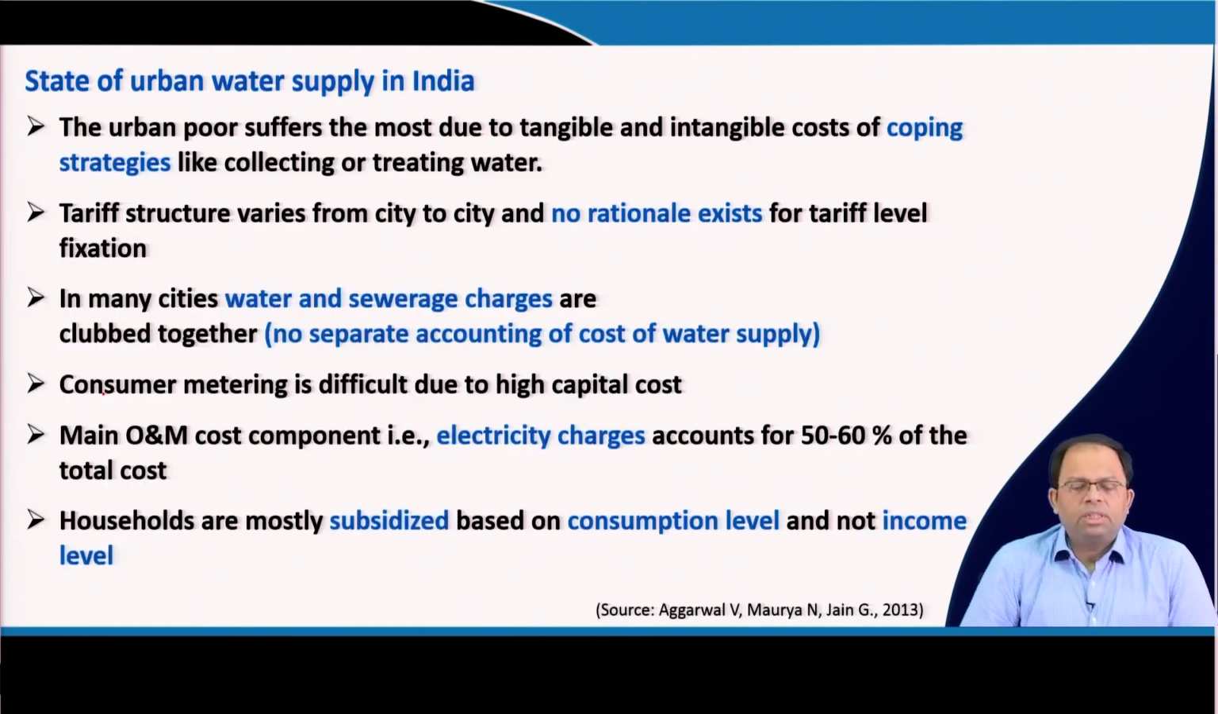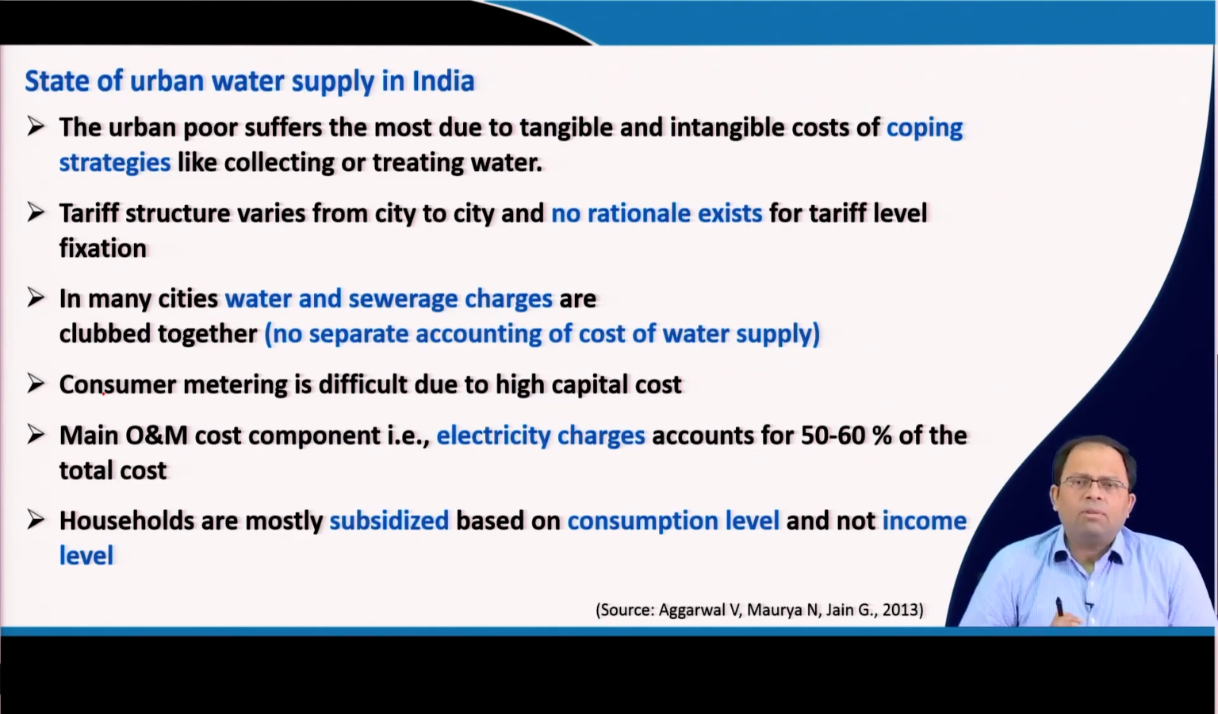So some other issues that we face in India are that the urban poor suffer the most. The reason is there is something called coping cost, or the coping strategies, you can say. So there are a lot of the urban poor in slums and all, they don't get water directly to their homes. So they have to travel a certain distance, then they have to wait for the water to come, then they will bring the water back, and because of this the amount of water consumed is less, the quality of water is poor, and that leads to a lot of diseases and all.